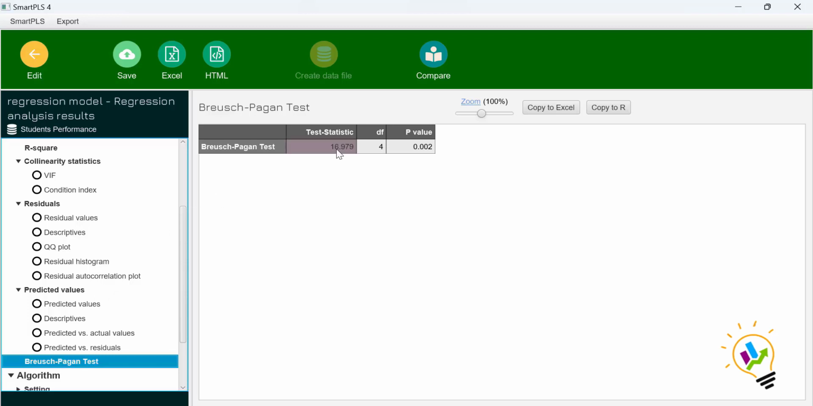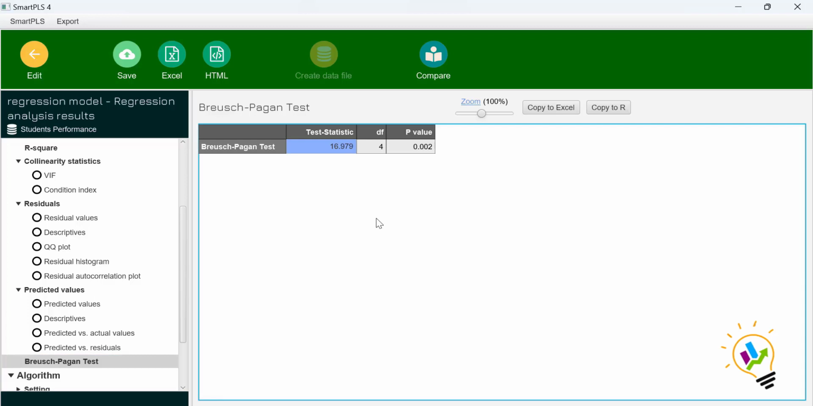The test score of 16.979 measures the strength of evidence against the null hypothesis that the residuals are homoscedastic. The low p-value of 0.002 indicates that there is significant evidence to reject the null hypothesis of homoscedasticity. It means there is a homoscedasticity problem in the data.